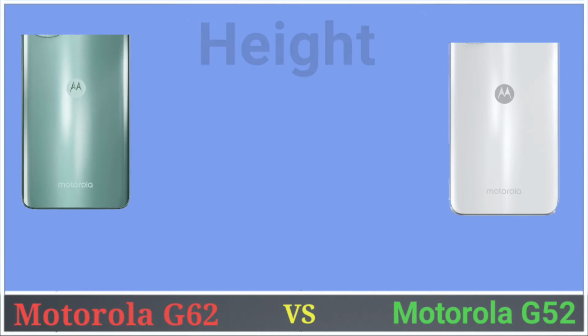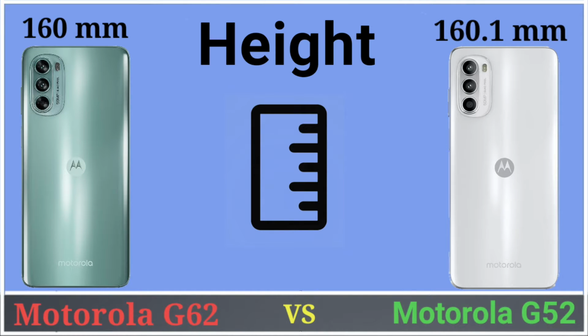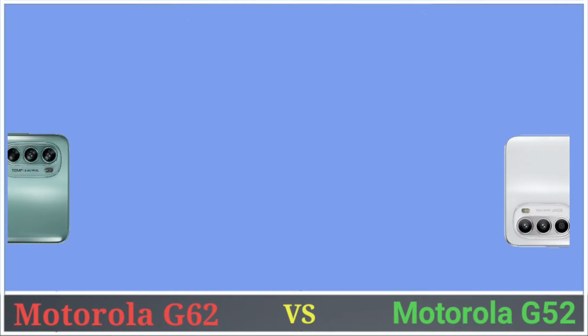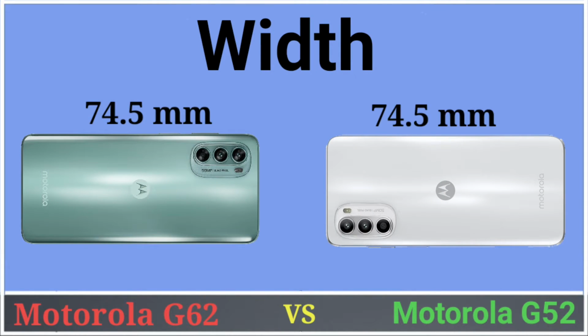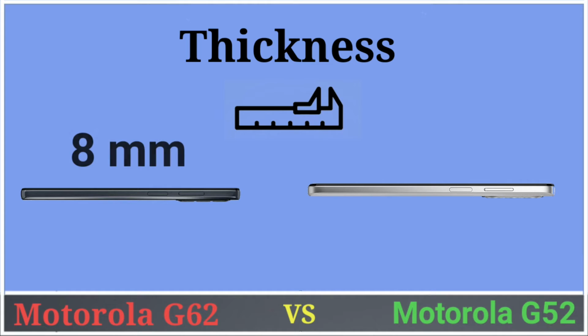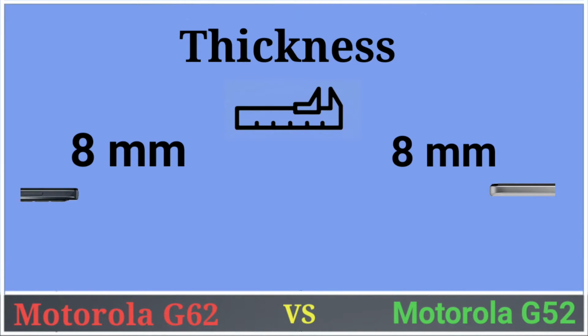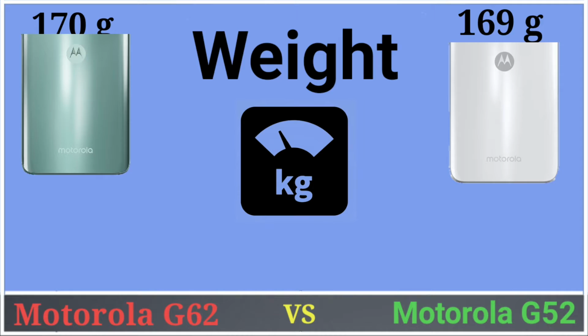Let's start with dimensions. Height: Motorola G62 has 160 mm height and G52 has 160.1 mm height. Width: Motorola G62 has 74.5 mm width and G52 has 74.5 mm width. Thickness: Motorola G62 has 8 mm thickness and G52 has also 8 mm thickness. Weight: Motorola G62 has 170 gram weight and G52 has 169 gram weight.